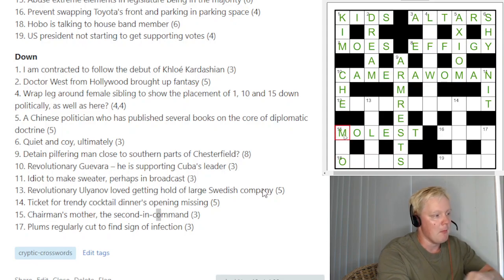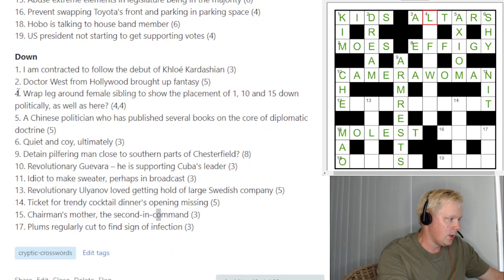I think we can figure out what that is. Mother would be Ma. Your Ma is your mother. And second in command is this O. And Mao definitely was a chairman. So now that we have Kim, Che, and Mao here, we can start to look at 4 down, which is here. Wrap a leg around female sibling to show the placement of Kim, Che, and Mao politically as well as here. That's a lot of words.